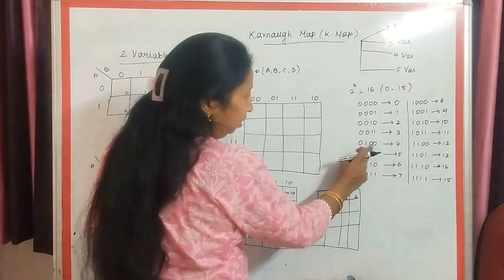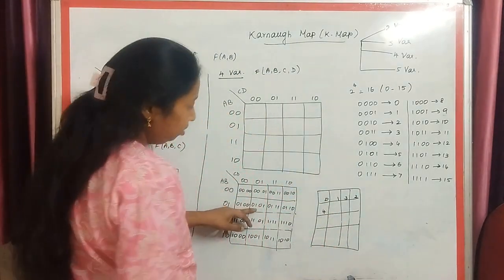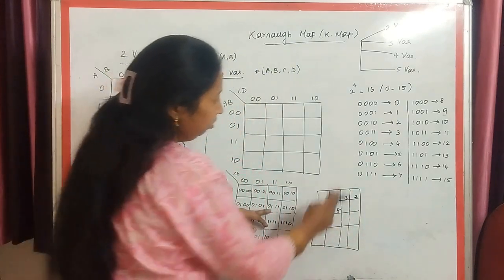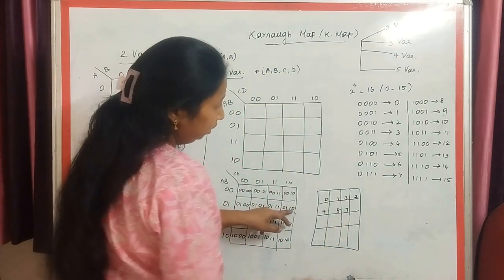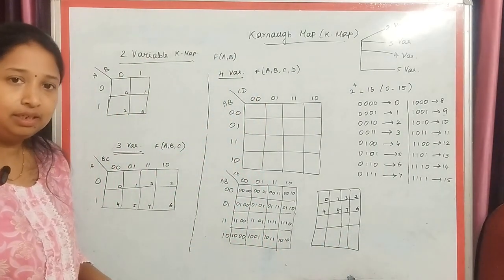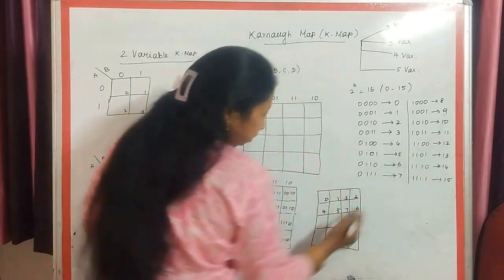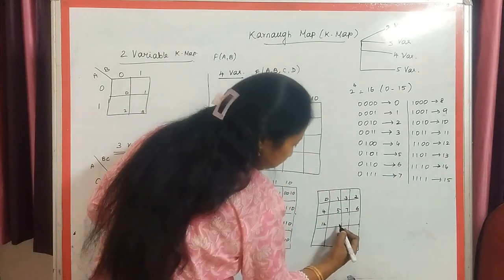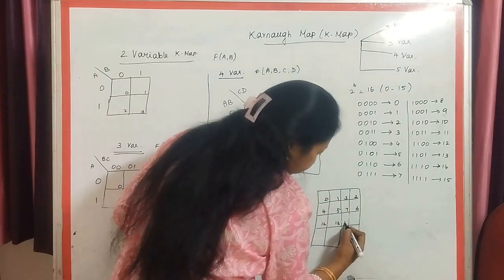In a similar way. 0, 1, 0, 0 corresponds to 4. 0, 1, 0, 1 corresponds to 5. 0, 1, 1, 1 corresponds to number 7 and 0, 1, 1, 0 corresponds to number 6. Is that clear? Now, 1, 1, 0, 0 corresponds to 12. 1, 1, 0, 1 corresponds to 13. All 4 ones corresponds to 15.